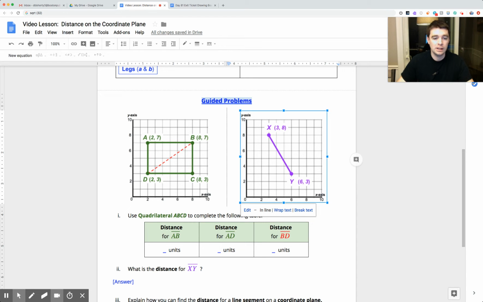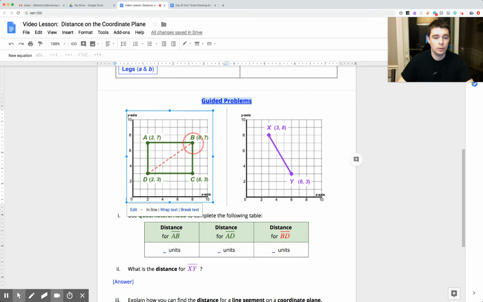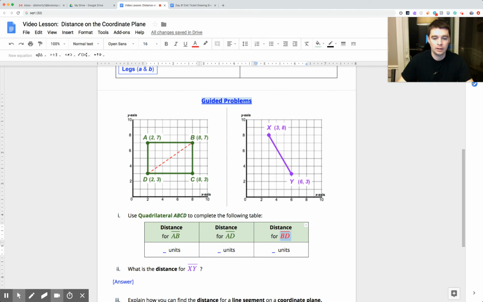Quadrilateral ABCD, this green rectangle here, is split diagonally by a red dotted line that connects B to D. We call this line segment BD, and we show that by putting a little line over B and D. So this is asking you for the distance for line segment BD, this diagonal line. We don't know that yet, but hopefully you know how to find the distance for line segment AB. That's the line that connects A and B.